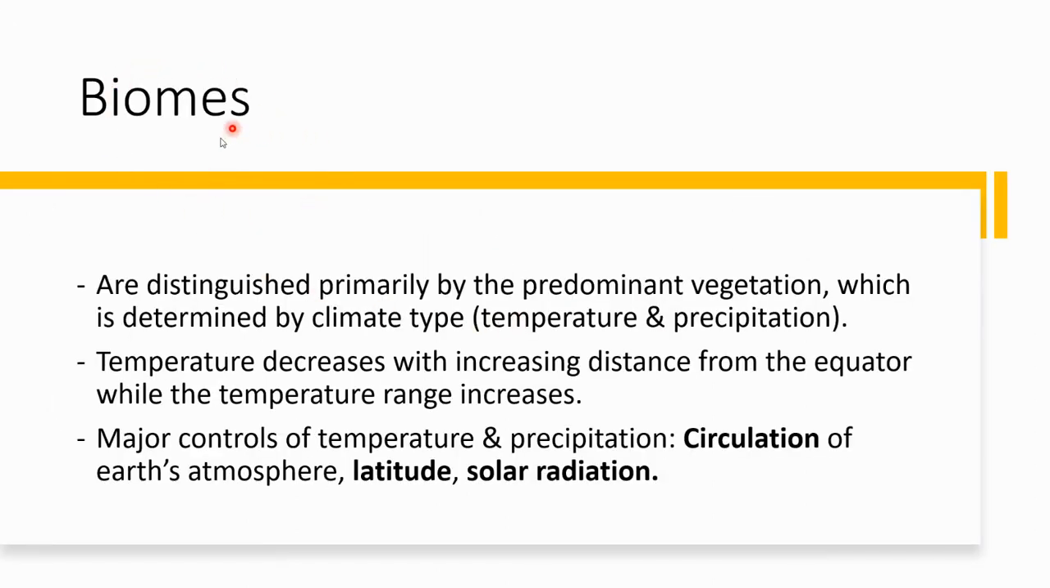Because this is the very strong topic for this lab, most of the questions will be regarding this biome. So again, let me discuss it again. Biomes are distinguished primarily by the predominant vegetation, the forest, whatever it is, which is determined by the climate, temperature, and precipitation. Then number two information is temperature decreases with increasing distance from the equator, while the temperature range increases. So what does that mean?